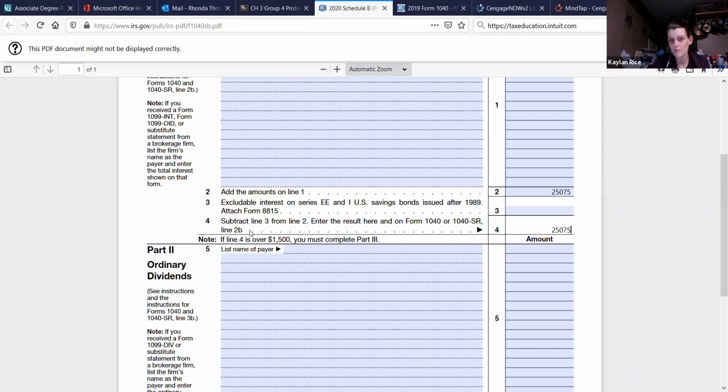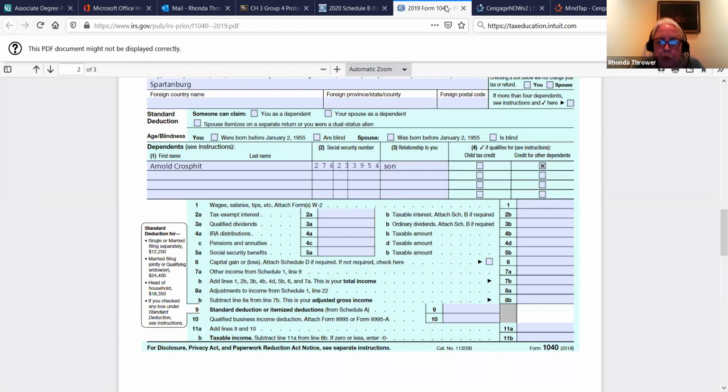All right, so we have to go back to the 1040 form. So I'm going to flip over to the 1040 form. Can you see that? Good. Okay. We're going to enter in the amount that we just completed for Schedule B, 25,075. Okay. And that's what goes on line two. We didn't have any of these other things.